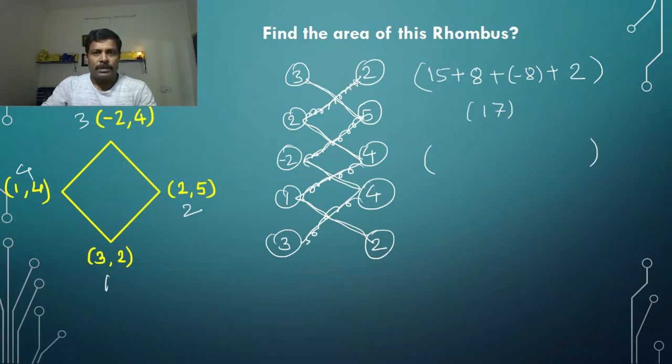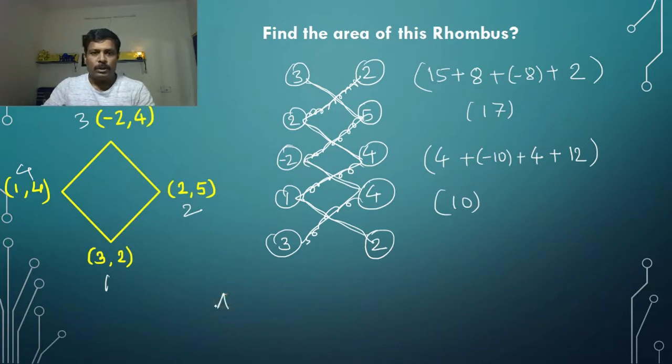Now I am considering the other pair of lines. 2 into 2, that is 4, plus 5 into minus 2, that is minus 10, plus 4 into 1, that is 4, plus this is 4 into 3, 12. The answer is 4 minus 10 minus 6, minus 6 plus 4 minus 2, minus 2 plus 12, that is 10. So the second bracket's value is 10.